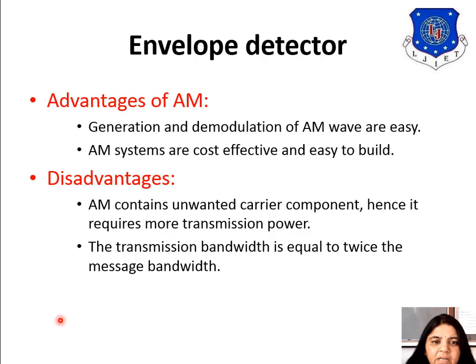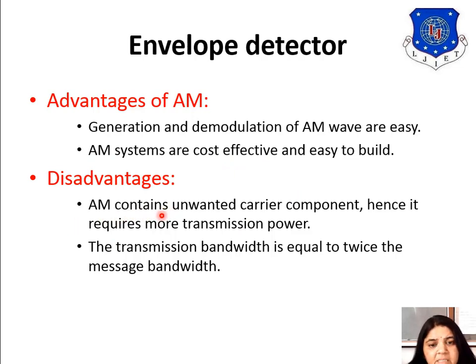Now we will learn about the advantages of AM. The advantages of AM are that it is very easy to generate, as well as to demodulate. So the modulation and demodulation processes are very easy. It's cost effective, as you have seen that we have simply used a diode for demodulation. Also we have seen the AM modulation method, in which we use a transistor and simple components for generating it. So AM systems are cost effective and easy to build.